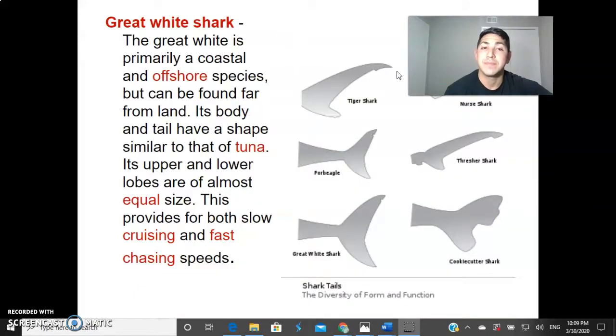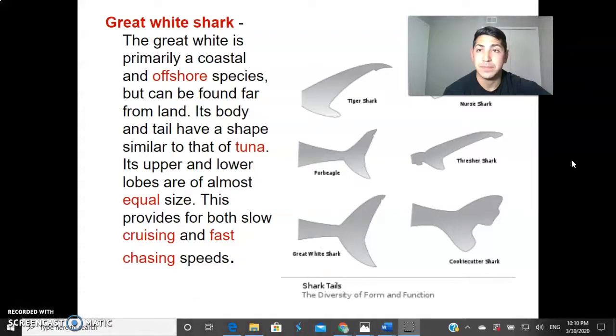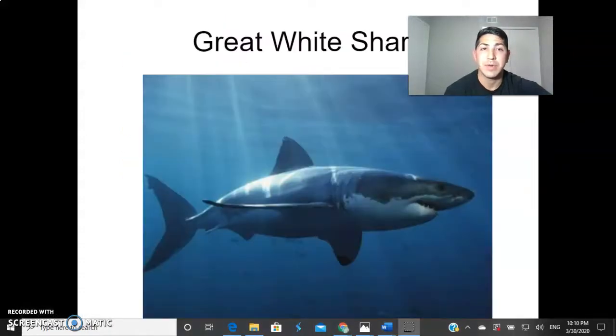The great white. The great white is primarily a coastal and offshore species, but can be found far from land. Its body and tail have a shape similar to that of a tuna. Its upper and lower lobes are of almost equal size. This provides for both slow cruising and fast chasing speeds. And here's the tail down here. Here's a picture of the great white.